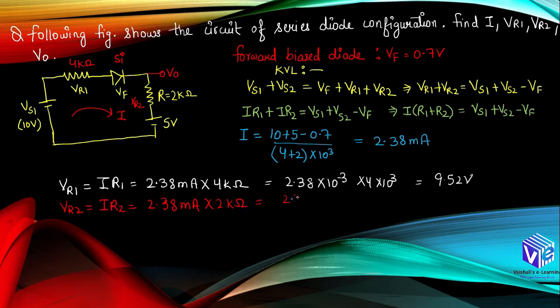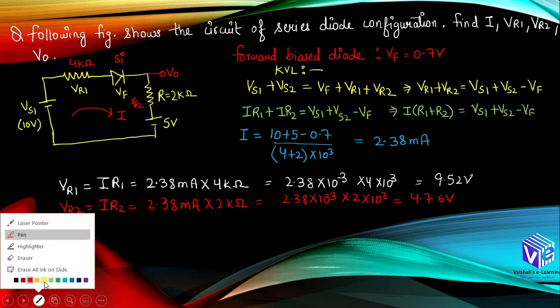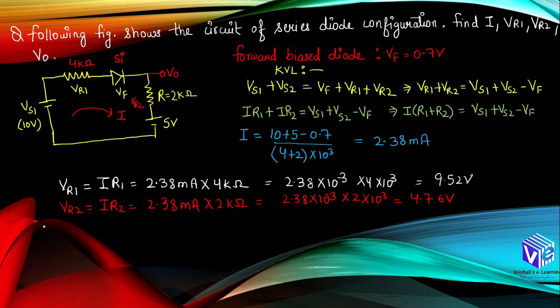So again, 2.38 into 10 raised to power minus 3 into 2 into 10 raised to power 3 we will be having, and when you do the computations you will be getting 4.76 volt, right? So this is how you can find out all of the values. Now what is left? We have to find out V out. What would be V out?